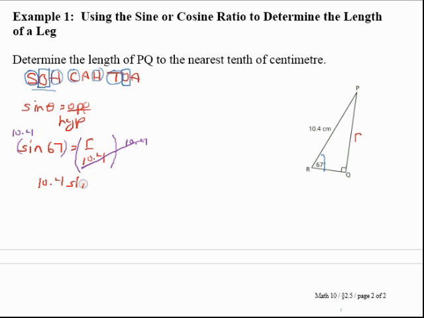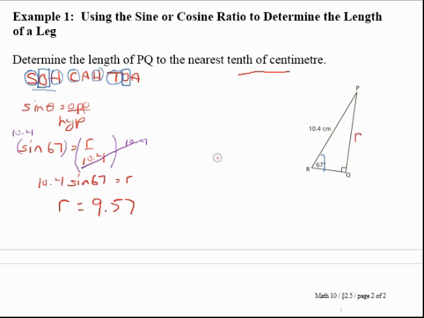10.4 sine 67 equals r. We don't need to put a times sign or brackets to indicate that this is multiplication. You just need to know that it's multiplication, just like if it was a number beside a variable, it'd be multiplication. And then we get our calculator, and it tells us that r equals 9.57.